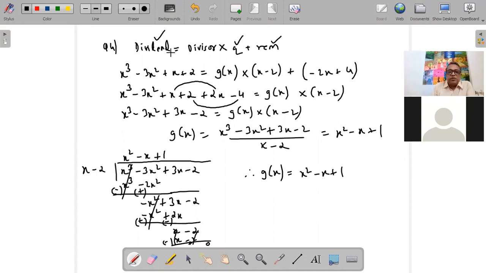In the exam, remember this formula: dividend equals divisor into quotient plus remainder. Any 3 can be given. Here the divisor was unknown, but in the exam they may give some other unknown term, and the procedure will remain the same. Normally they'll give you this only. But remember that if any 3 out of the 4 are given, you will be able to solve it using this method. You can note this down. This is also an important question, along with question 3, the previous question that we did.